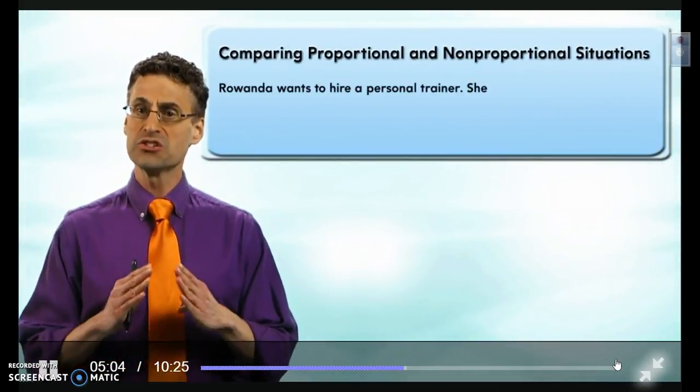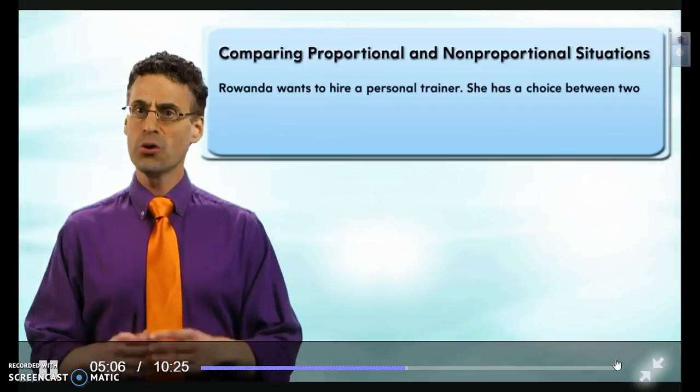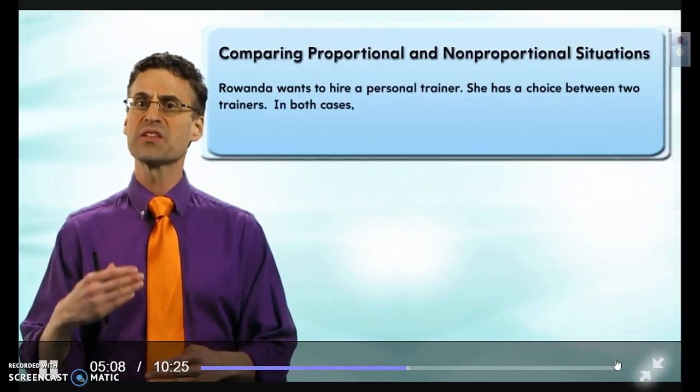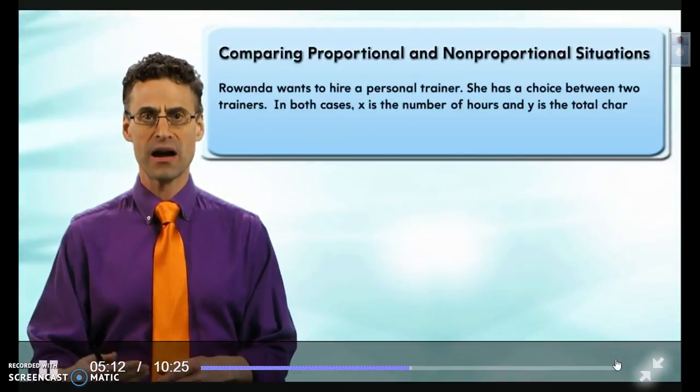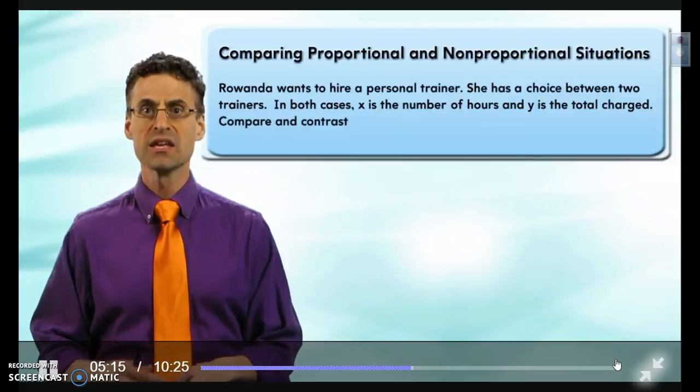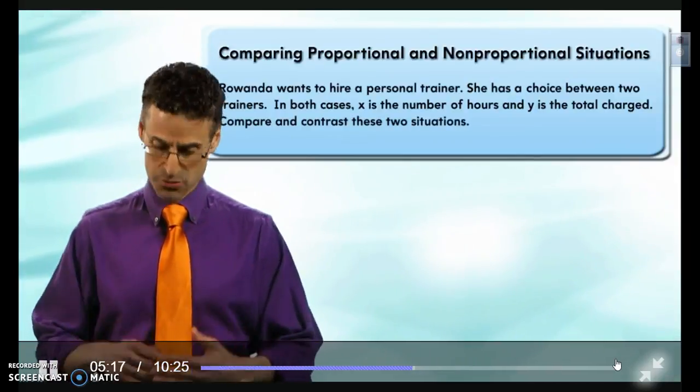She has a choice between two different trainers. In both cases, X is going to represent the number of hours, and Y will represent the total amount charged for that training. Let's compare and contrast these situations.